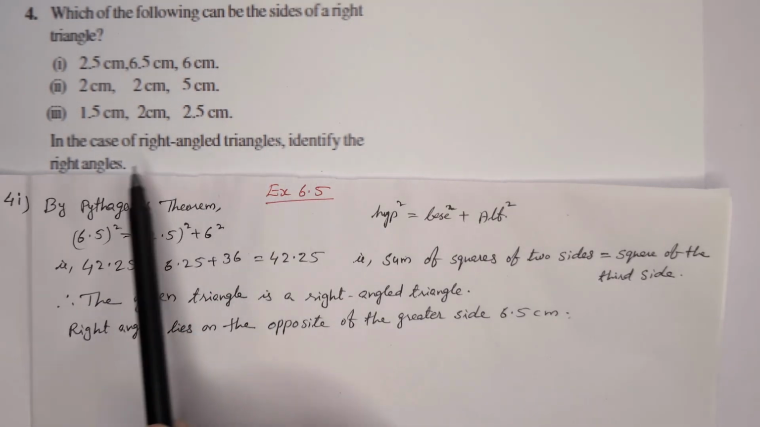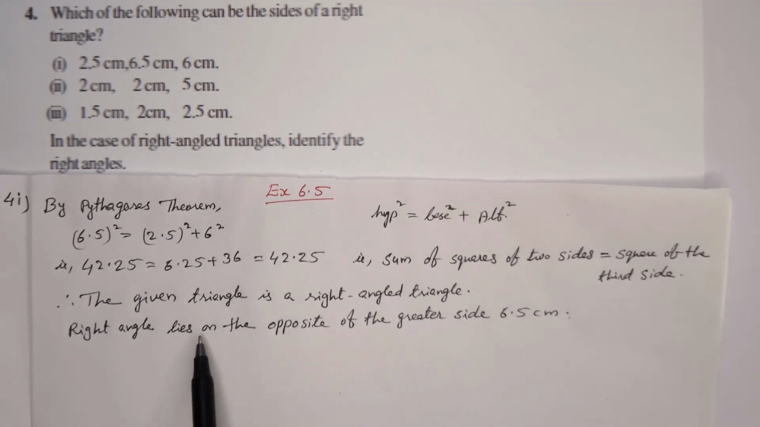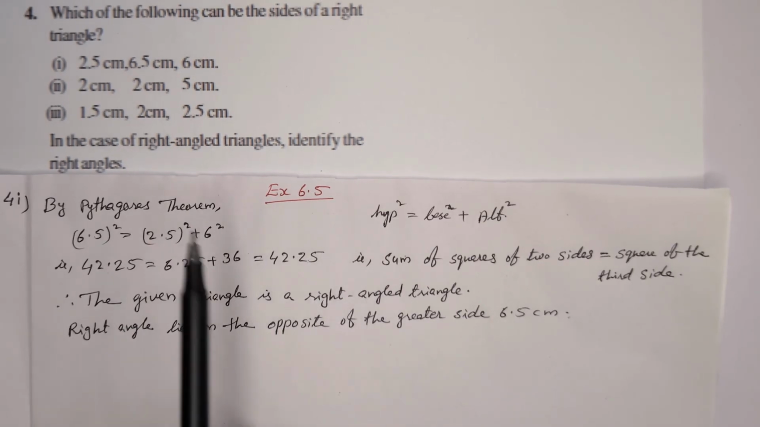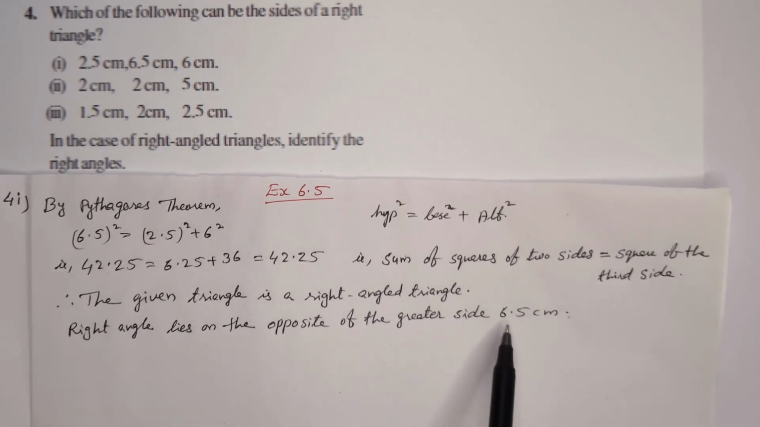And identify the right angle. That means the right angle lies opposite the greater side, the hypotenuse. Hypotenuse is the greater side, here 6.5 centimeter, and the right angle will be opposite this side.